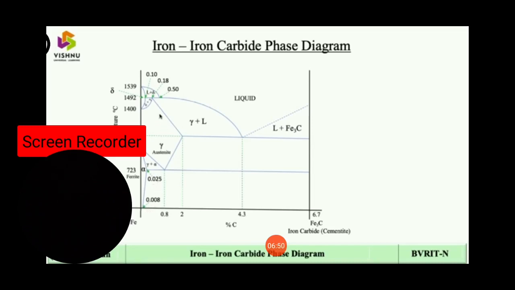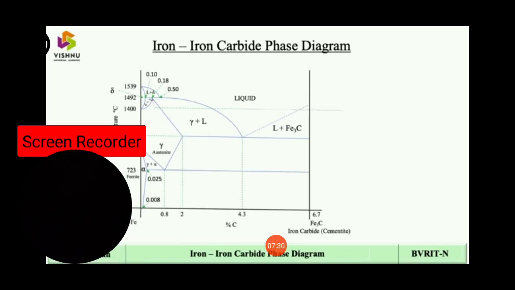What we can notice here is delta having a maximum of 0.1% of carbon, gamma 2% of carbon, and alpha 0.025% of carbon. When carbon is dissolved in gamma iron, in short we call that austenite. And when carbon is dissolved in alpha iron, we call that ferrite. We'll also come back to that during the invariant reactions.